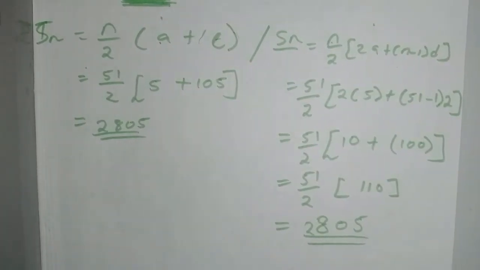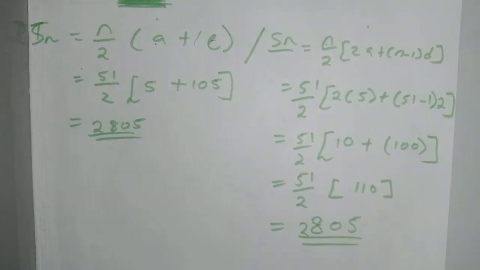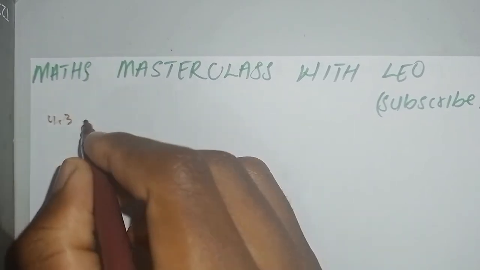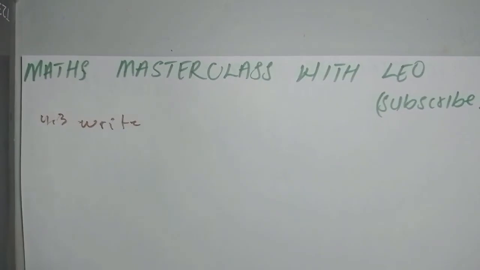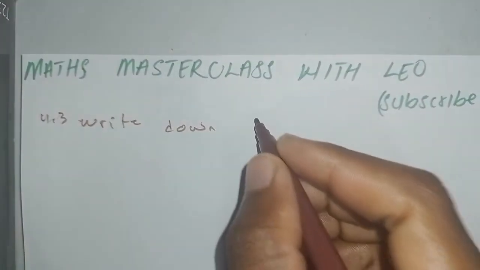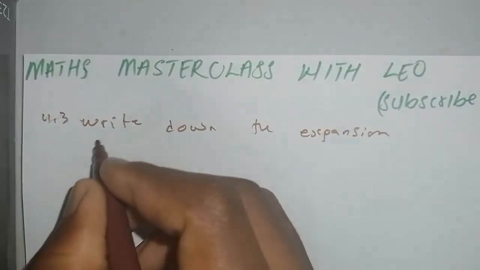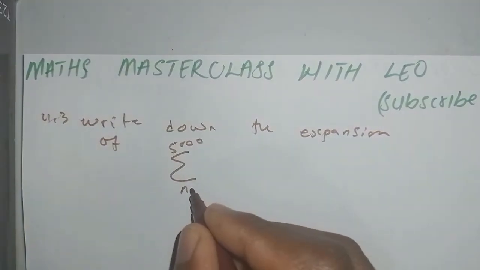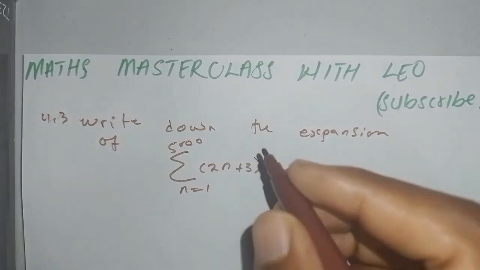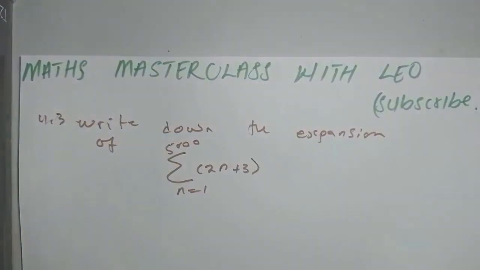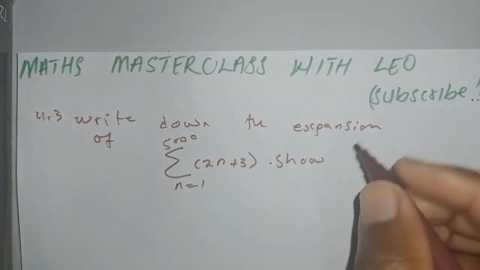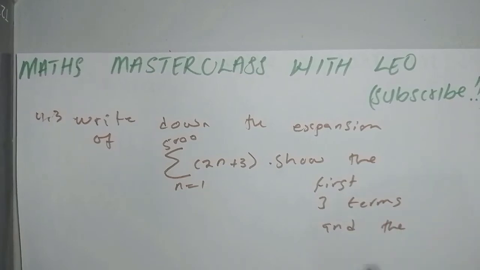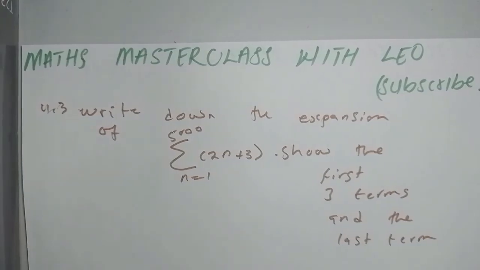Okay, let's continue. Let me just do the third question, 4.3. Because I'm out of space, the question we had says: write down the expansion of the sum from n equals 1 to 5000 of 2n plus 3. They say show the first 3 terms and the last term, right? First 3 terms and the last term.